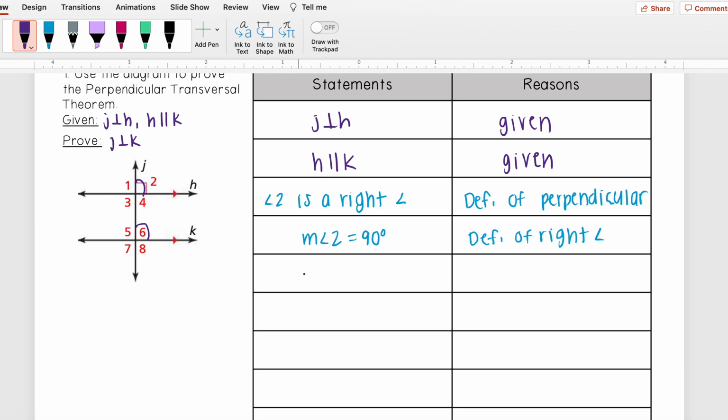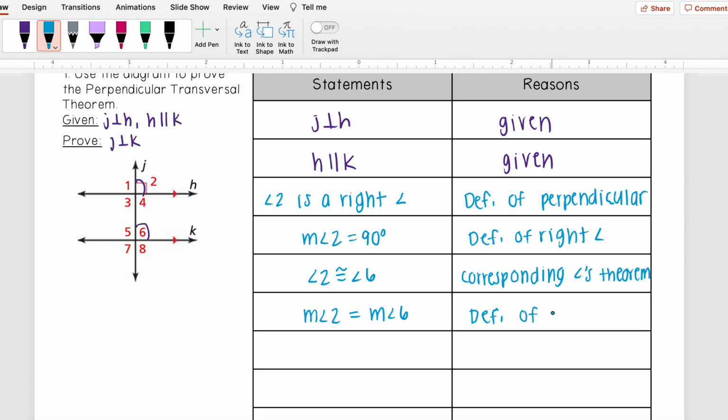So I know angle 2 is congruent to angle 6, and again, that's because they're corresponding angles. That's the corresponding angles theorem. I want to show that the measure of angle 6 is equal to 90 degrees, so I first need to change this to being measures. The measure of angle 2 is equal to the measure of angle 6, and that's just the definition of congruence. Now, since the measure of angle 2 is equal to 90, and the measure of angle 2 is also equal to the measure of angle 6, by the transitive property I can say that the measure of angle 6 is equal to 90 degrees.